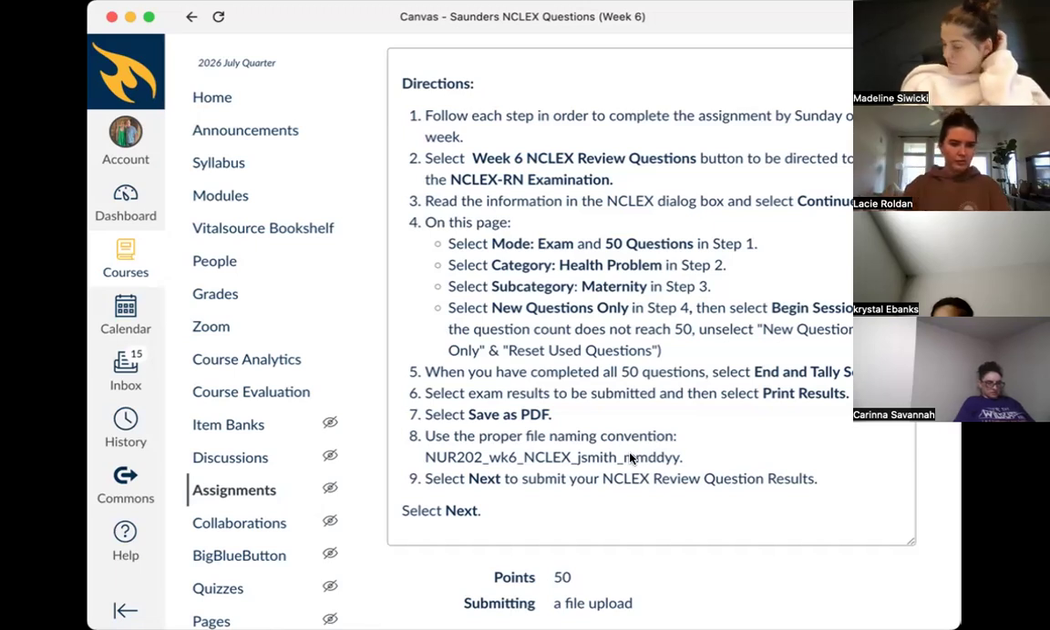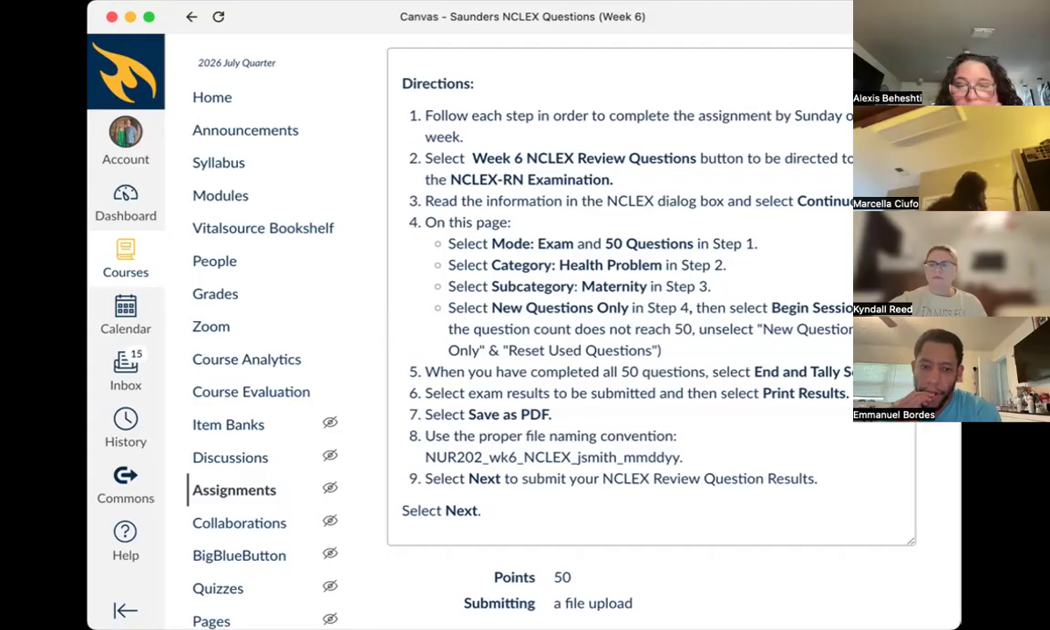All right. So the biggest thing for this is just paying attention to the categories and the subcategories that you are selecting, because that's what I'm going to be grading. When I go in, I look, I see, okay, I go under health problem, I go to maternity, I see what you scored out of the 50 questions. That is how we calculate your score.